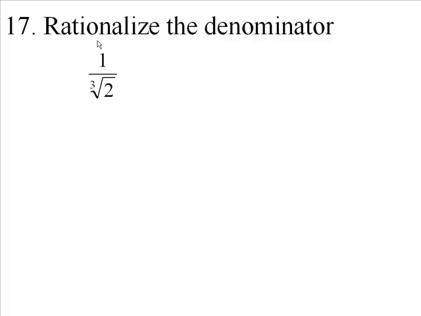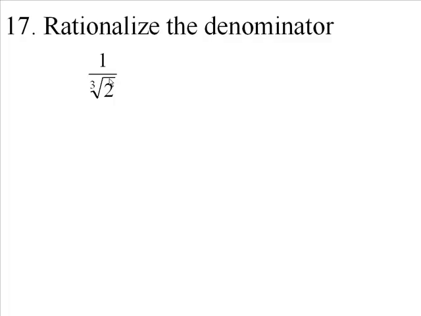Number 17, rationalize the denominator. Well, what we mean when we say rationalize the denominator is we don't want to have a radical in the bottom down here. You want to write this without the radical sign in the bottom. Now, you could have a radical on top, but if you rationalize the denominator, you won't have a radical on the bottom.